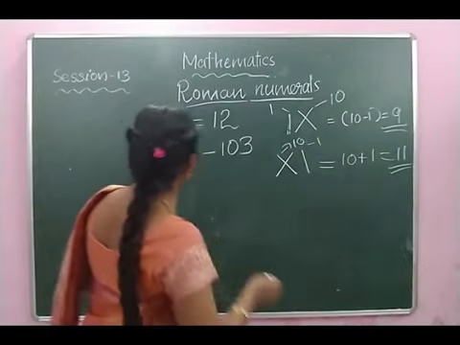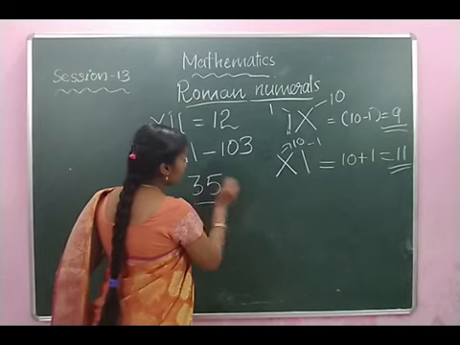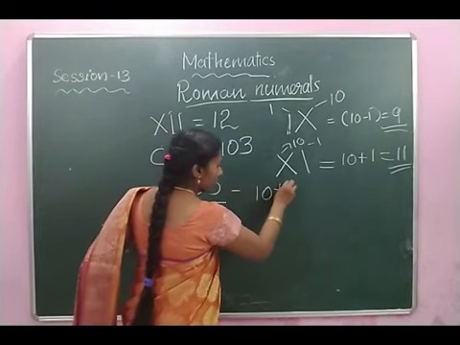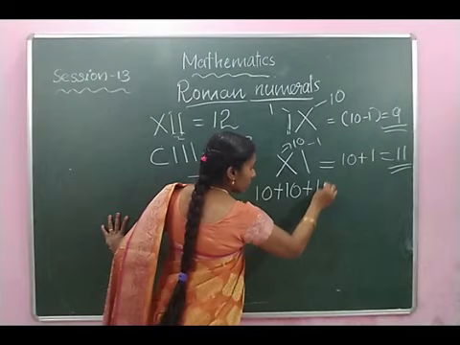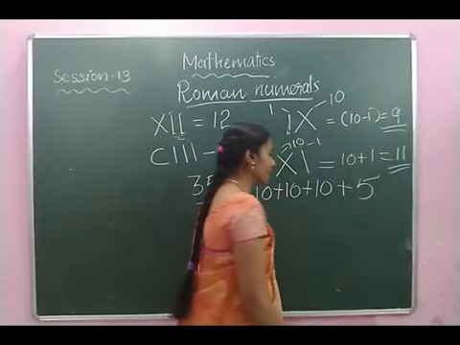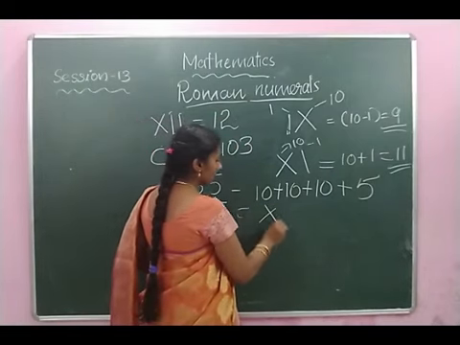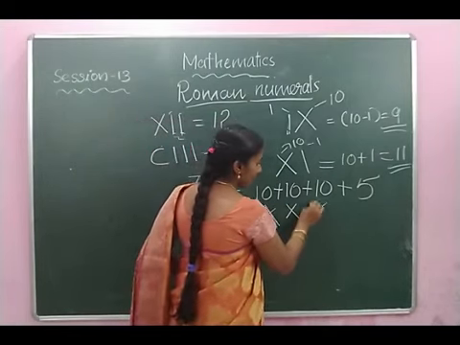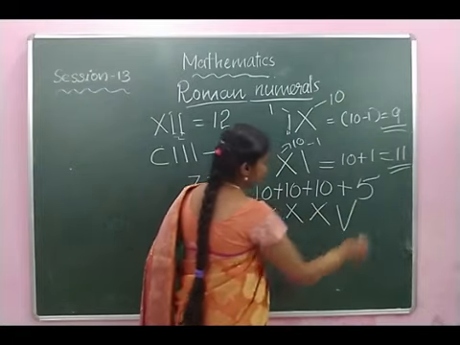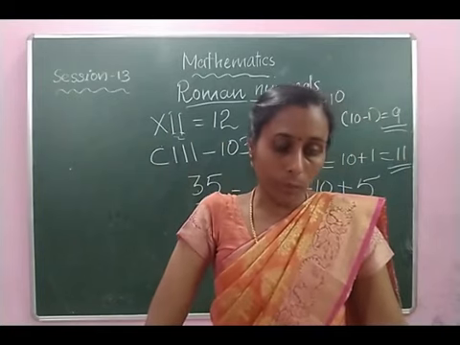Here, 35. How many tens are here? 3 tens, plus 5 ones. How many ones are there? 5 ones. So here, 30 is XXX, and 5 means V. 35. This way we can write the numbers.